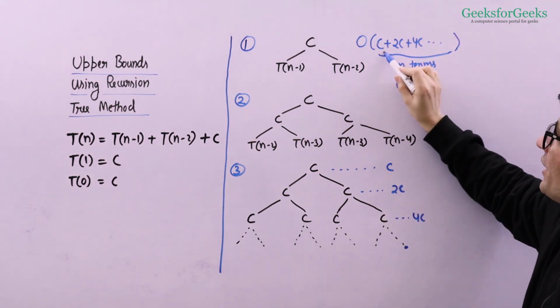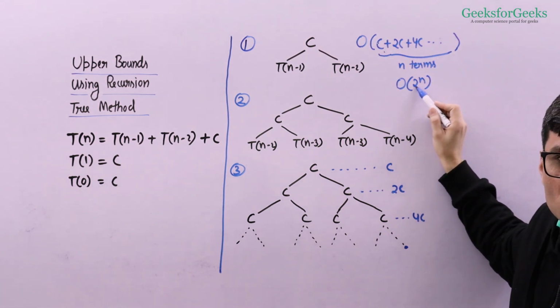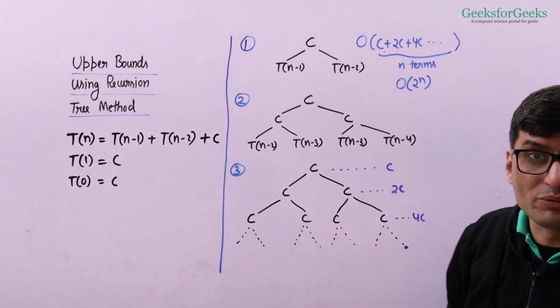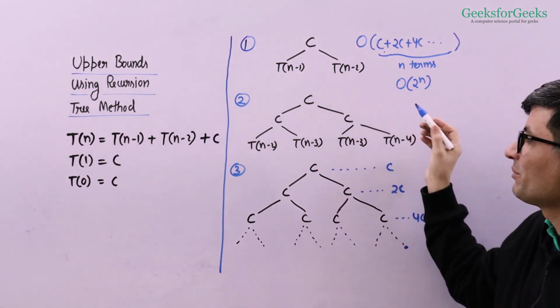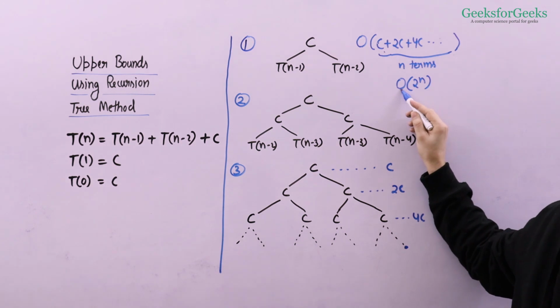And we have already discussed some of the series for n terms. It turns out to be 2 raised to the power n. Although in the earlier example we used theta notation, now we are using big O notation because it's an upper bound, right? We have used big O here, so we are using big O here as well.